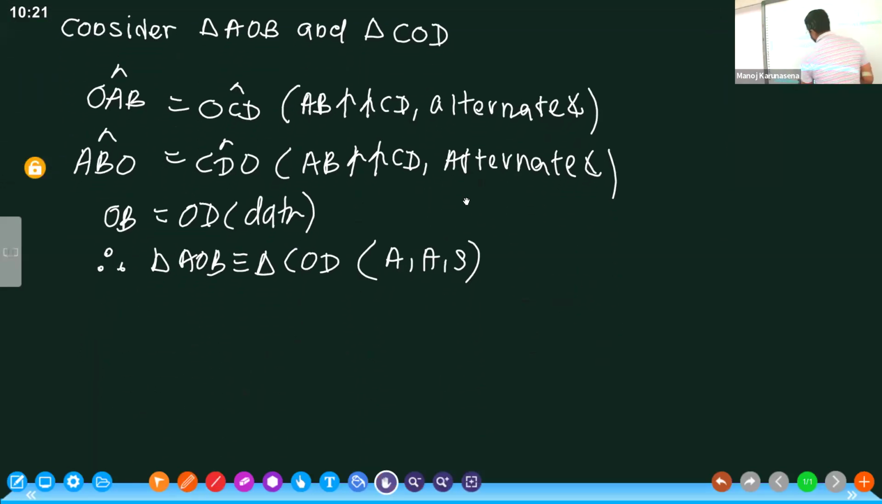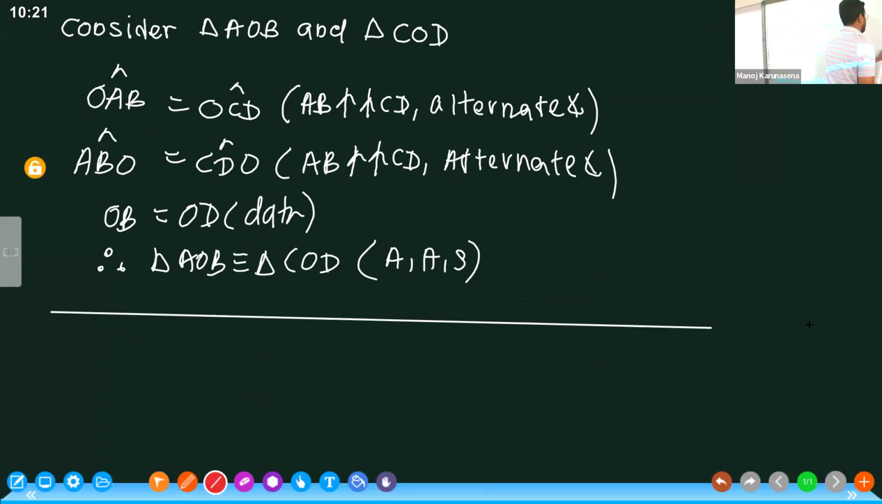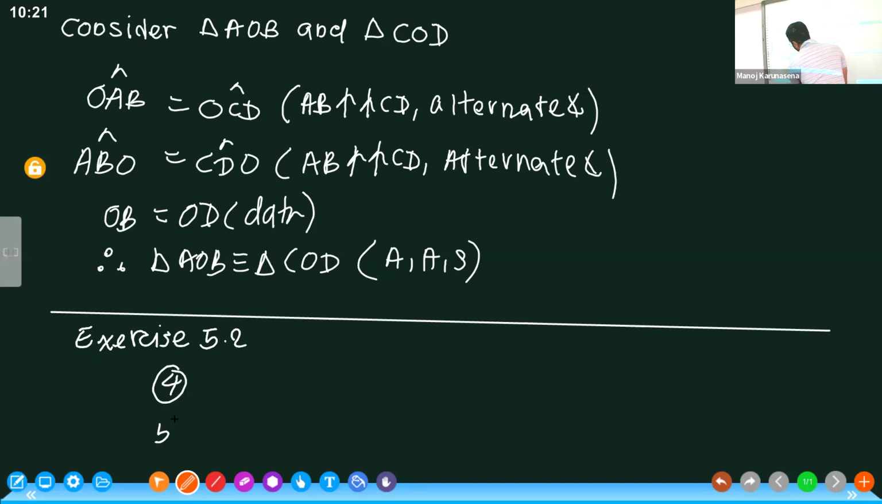This is Exercise 5.2. Alright. Question number 4 and 5 will be homework for you.